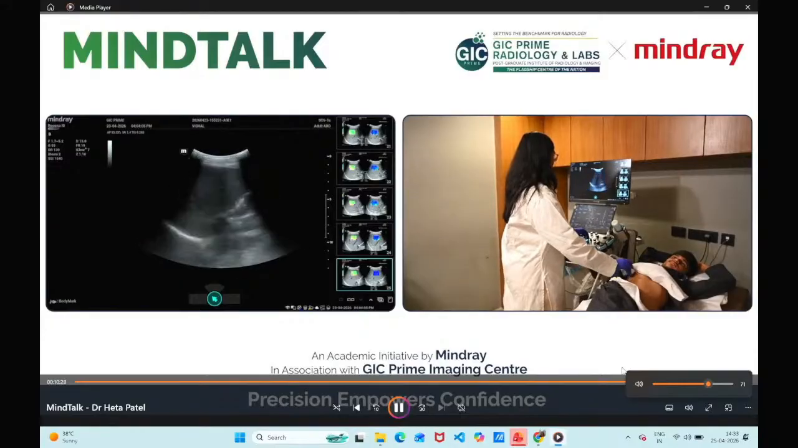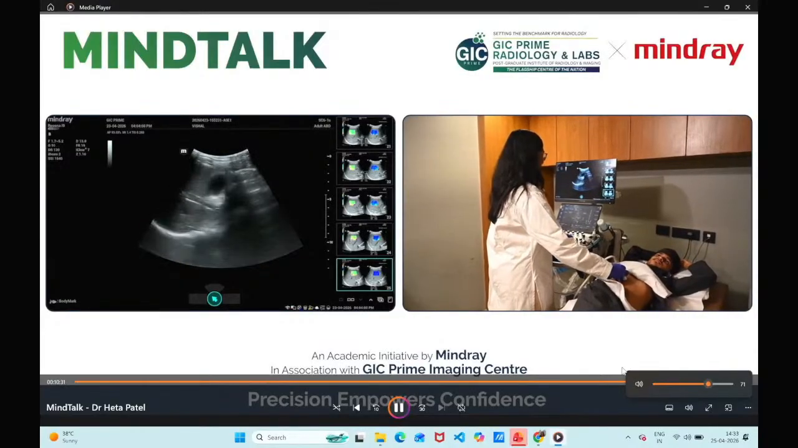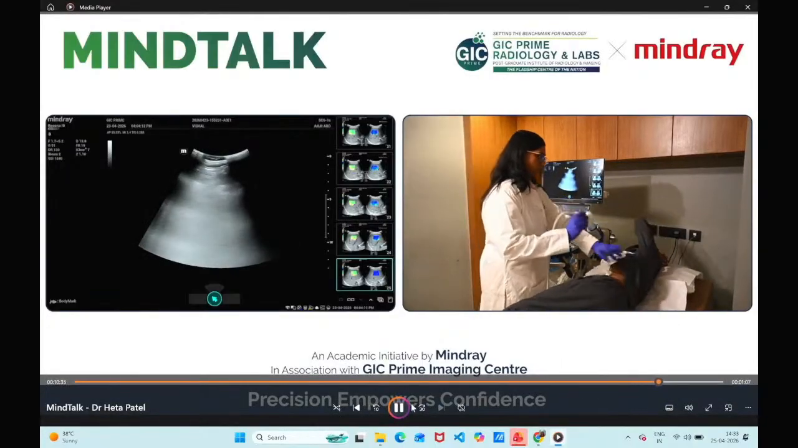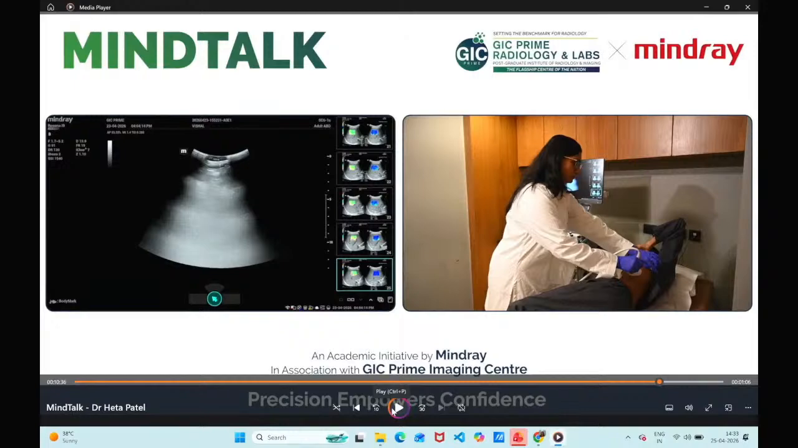Finally, I assess the spleen on this side. I assess the spleen for any evidence of splenomegaly or splenic vein dilatation, and I also screen the whole abdomen to look for any ascites if present. Okay, thank you.